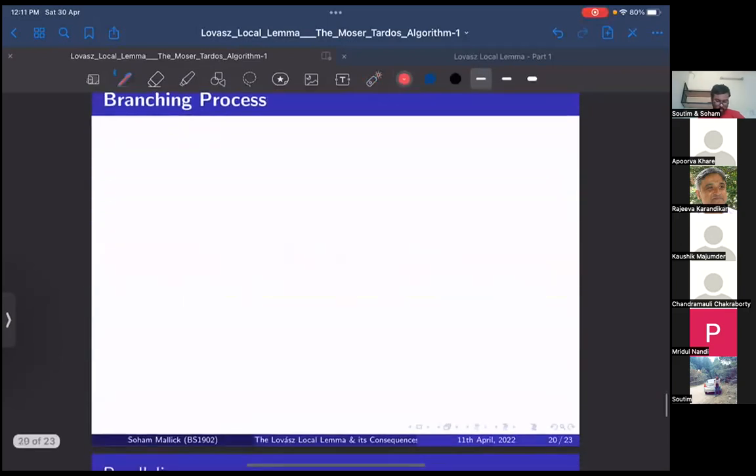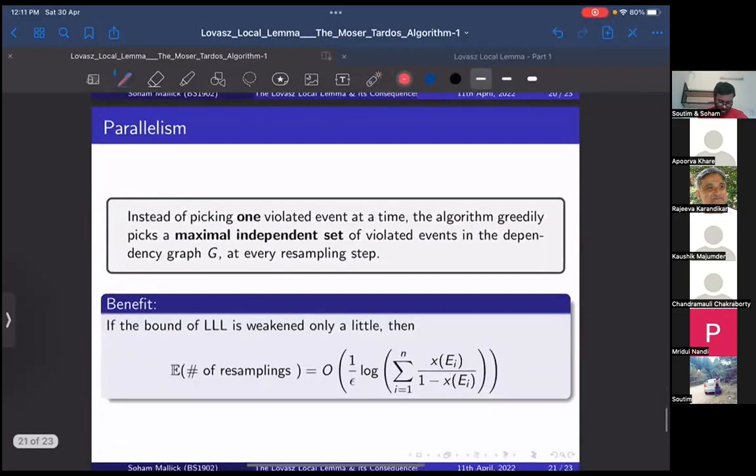Okay, I cannot go into details of the branching process, so I'll discuss what parallelism is. What we were doing in the Moser-Tardos algorithm was picking just one violated event at a time, right? Instead of that, we can greedily pick a maximal independent set of violated events. What is a maximal independent set? It's all those events that do not have variables in common, so changing the allocation of variables for one such event does not affect the other. So at one step of the Moser-Tardos algorithm, we can pick a maximal independent set of violated events and resample them independently.